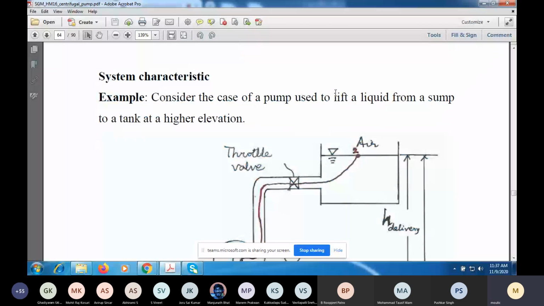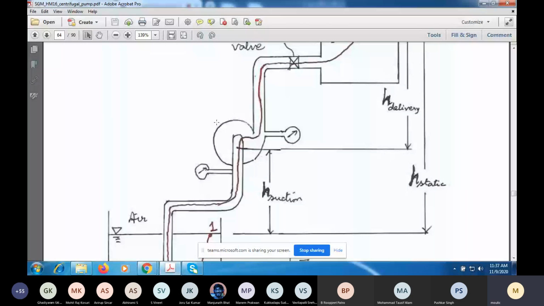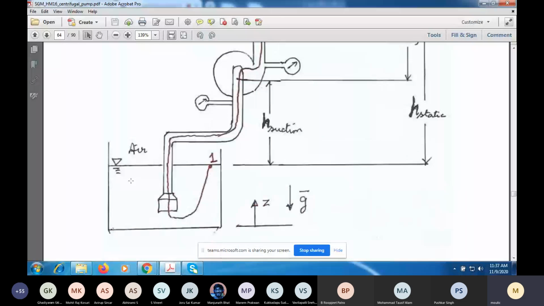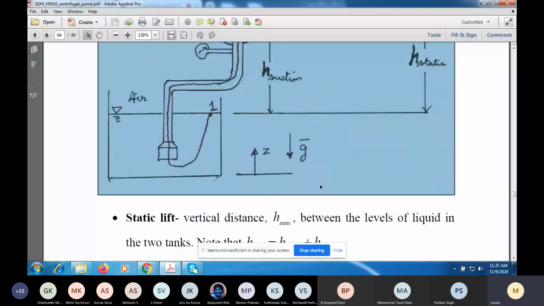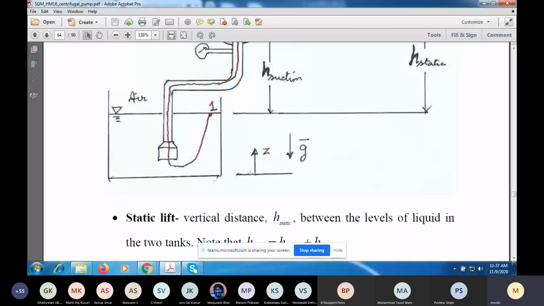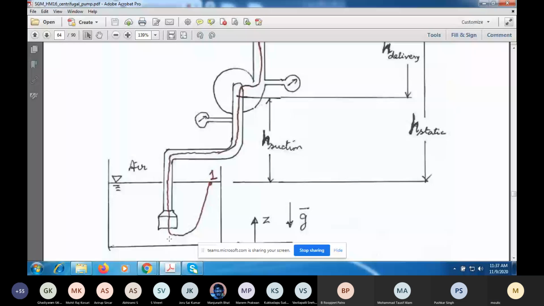Now, let us look at a practical problem. Suppose you are using a centrifugal pump to raise water from a tank at lower level to a tank at a higher level. So I've indicated here a datum and a z coordinate pointing upwards. So g is the gravitational acceleration pointing downwards. So this is a schematic of the pump. This is the suction pipe. And this upstream reservoir is called the sump.